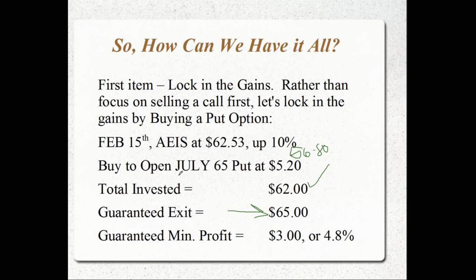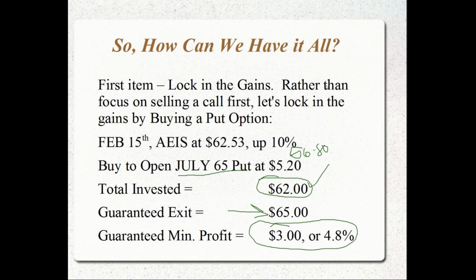And for 7 months of time, we have a guaranteed exit at 65. We can force someone to buy our shares of stock at $65 at any time. But our cost basis is only $62 with the put and including our original cost basis. So now I have a guaranteed minimum profit. The worst case scenario, no matter what the stock does next, is I'm still guaranteed to make $3 or 4.8%.